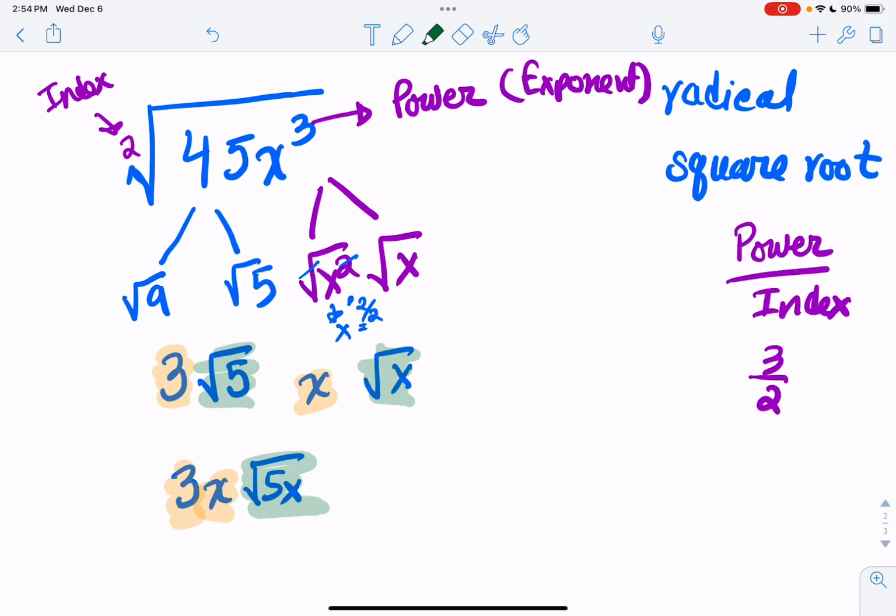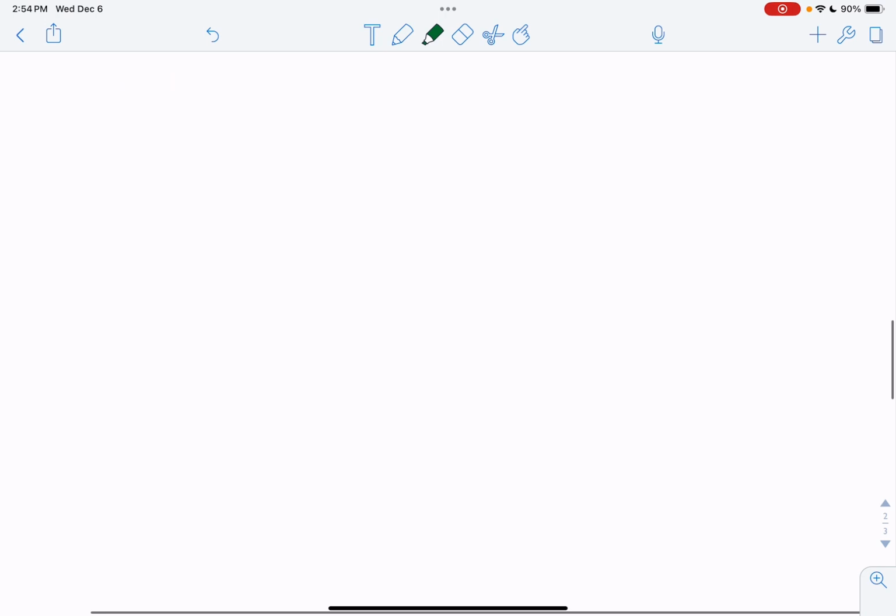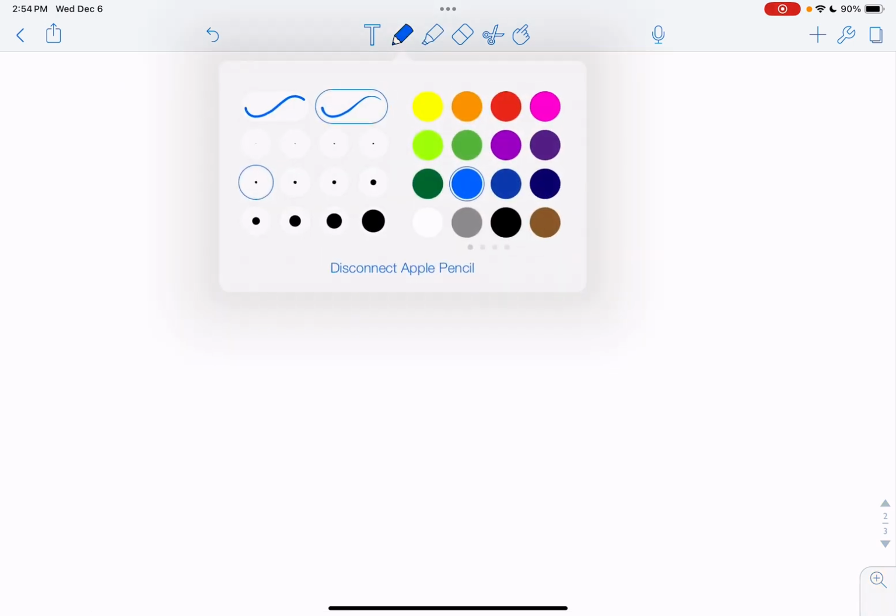Let's do another practice of this, just so we can see another way of doing this. Let's say we have radical 18 x to the power of 8.